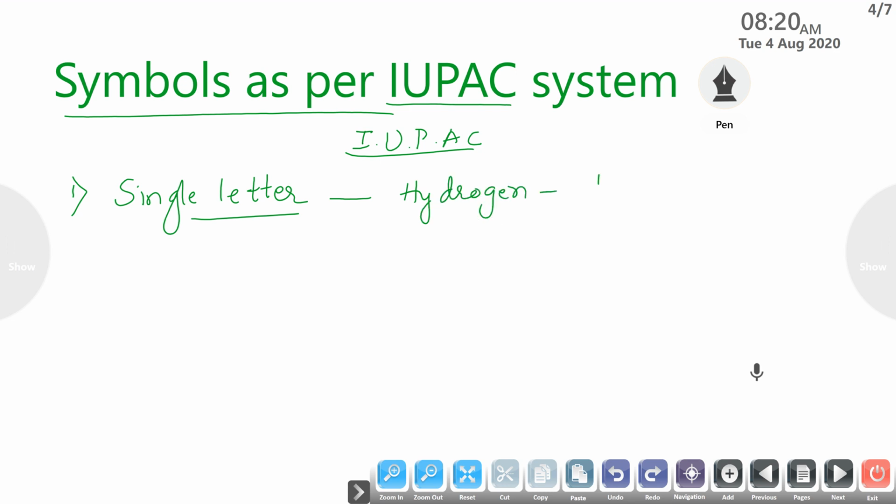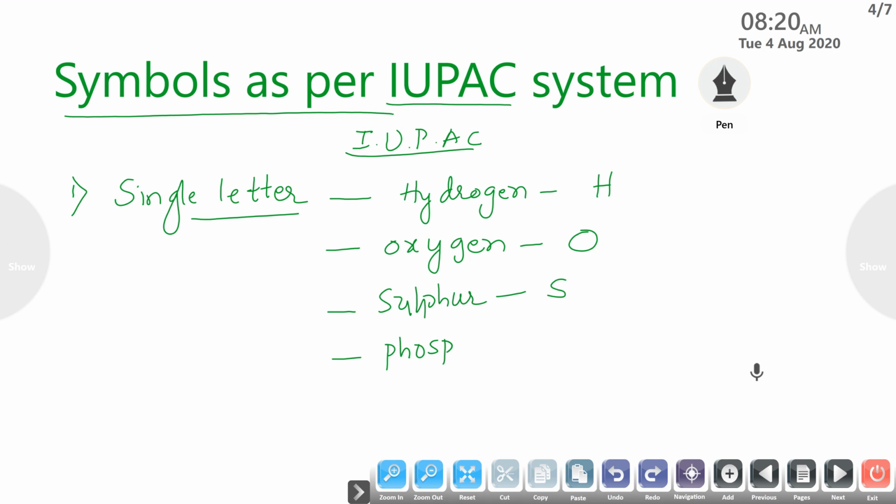So we will show it with the first letter, a single letter. That is hydrogen, H. Next example, oxygen, O. Then sulfur, S. Yes, phosphorus, P. Okay, these are single-lettered elements we can show like this.